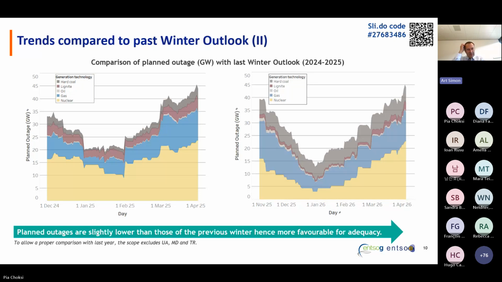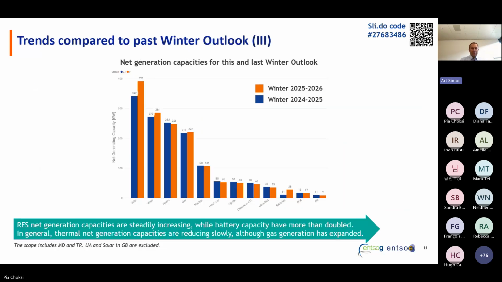But the bottom line is that the situation regarding the planned outages is a little more favorable than last year. We have more thermal generation online, which is good for adequacy. We can go one slide further and have a look at the net generation capacities.